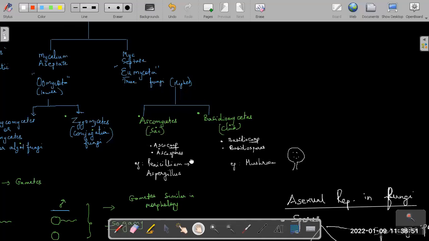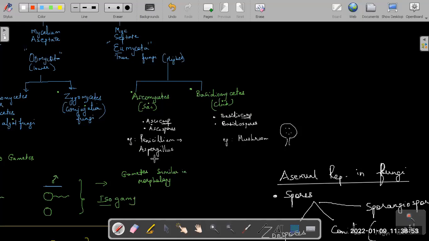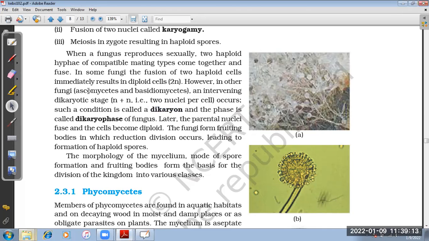Okay, so only these two here. Can you see? These show a dikaryon stage. This one also shows you a dikaryon stage. Got it? This is how you need to read every sentence. Only then you'll be able to clear your NEET exams, okay? Have you understood this part? Yes, ma'am. Okay.